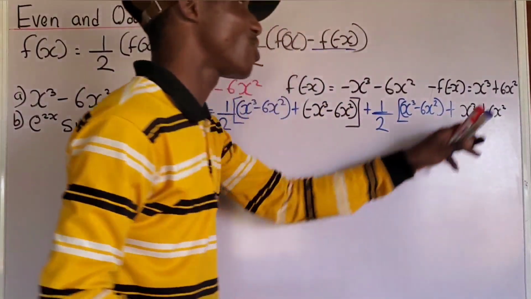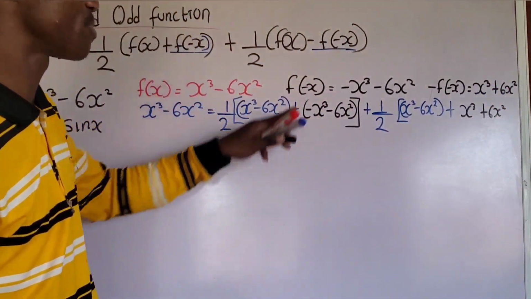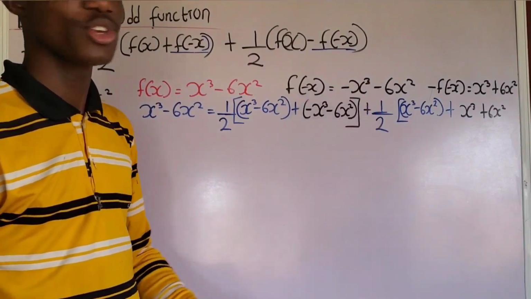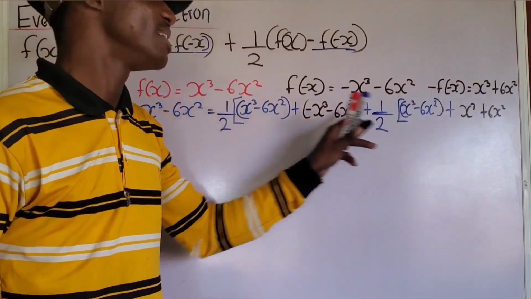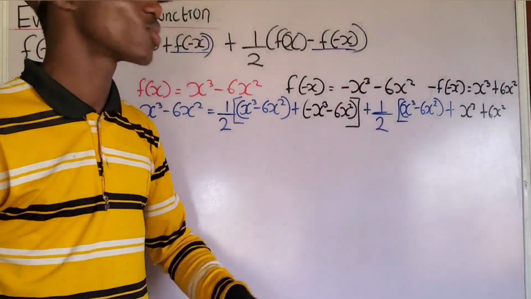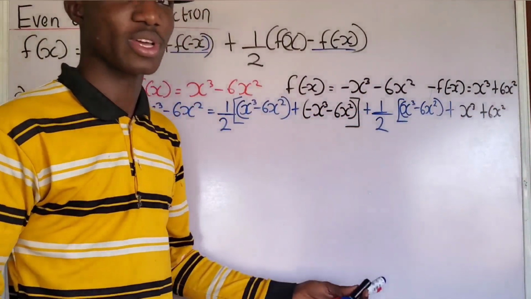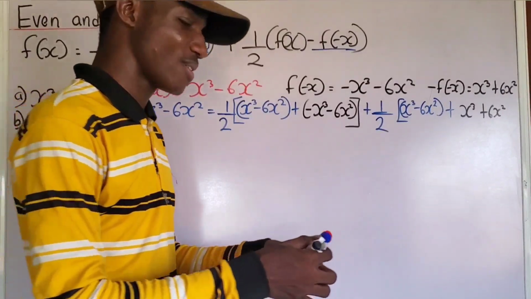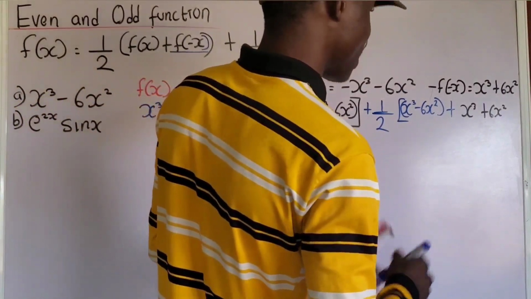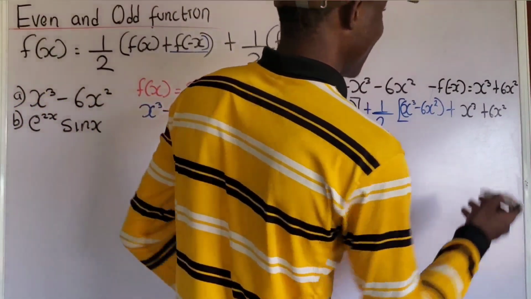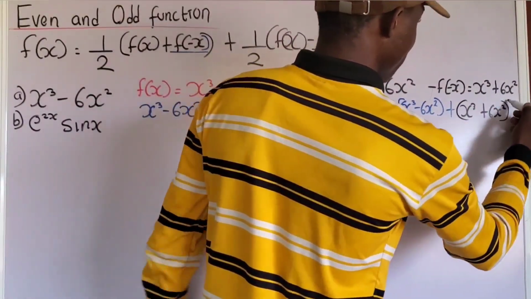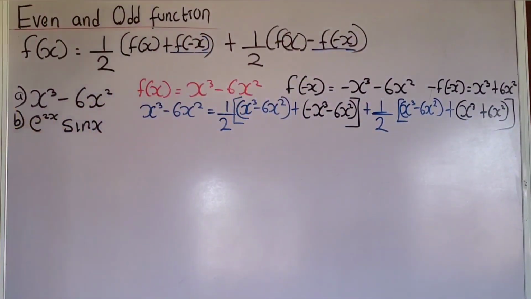You are wondering how I got this. All I did was that I just multiplied this function by a negative sign. Negative times negative x cubed, I'm going to have x cubed. Negative times negative 6x squared, I'm going to have plus 6x squared. So I've not done anything. Just pay attention, you're going to understand. Now for this, just put the bracket and then put the big bracket.